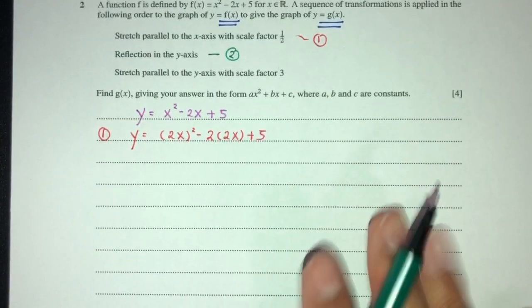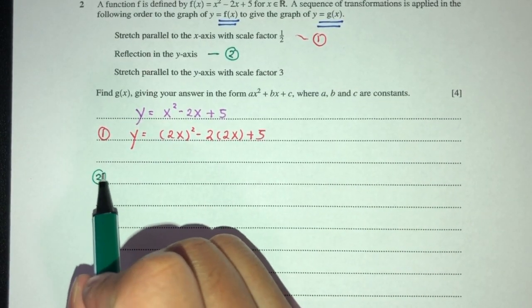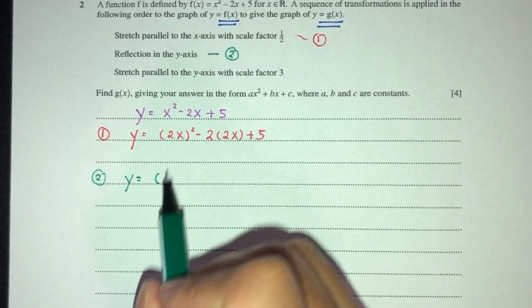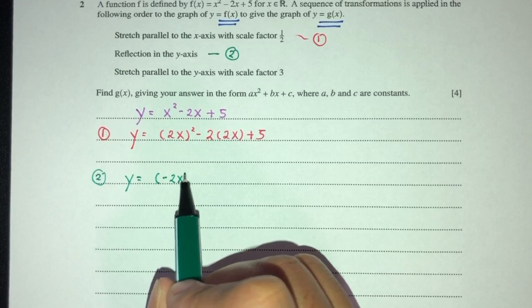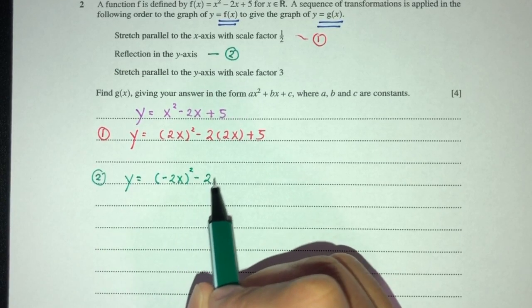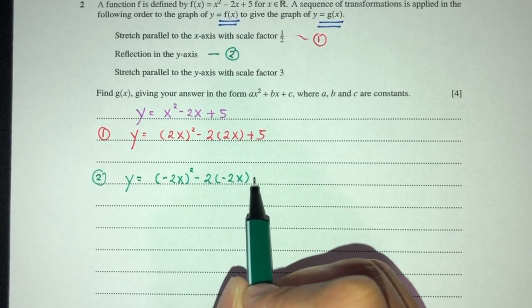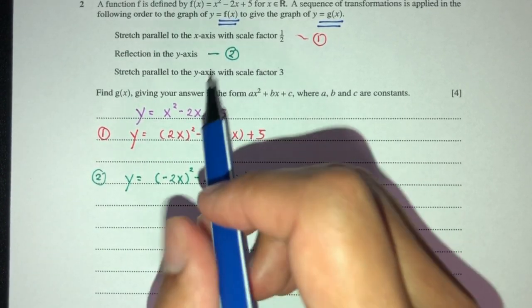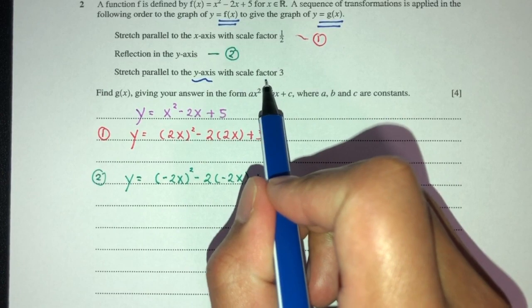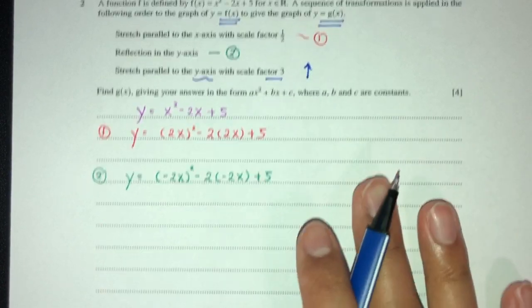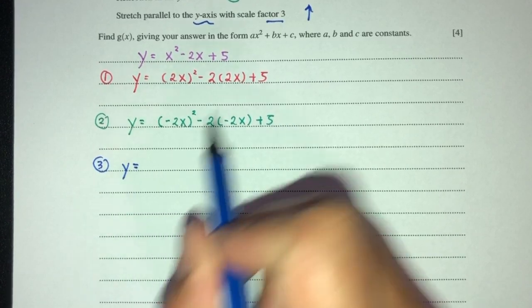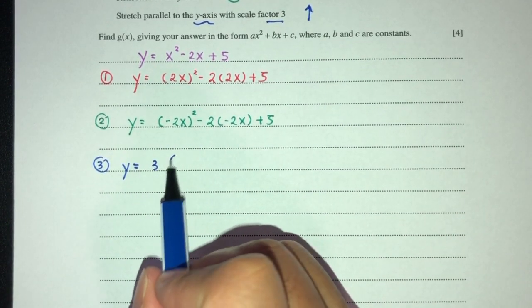Now step number 2 for this one, reflection in the y-axis. So when you reflect in the y-axis, the value of x becomes negative x, so that will become minus 2x squared minus 2 minus 2x plus 5. And finally, when you stretch in the direction of the y-axis going upwards, we have to multiply the whole thing by the scale factor here, 3 times everything.